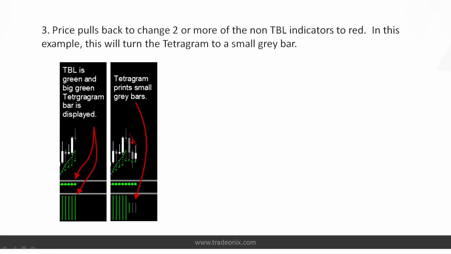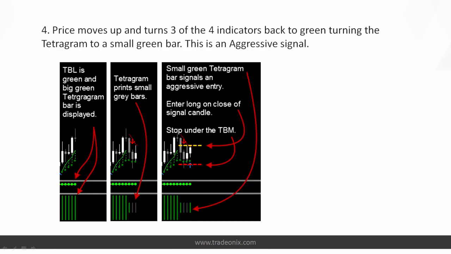Price pulls back to change 2 or more of the non-TBL indicators to red. In this example, it will turn the tetragram to a small gray bar. So the 2 indicators that turn to red are the TBS and the switch. First, the TBS changes. That gives us the small green bar. And then the switch changes. That gives us the small gray bar. Price moves up and turns 3 of the 4 indicators back to green, turning the tetragram to a small green bar.